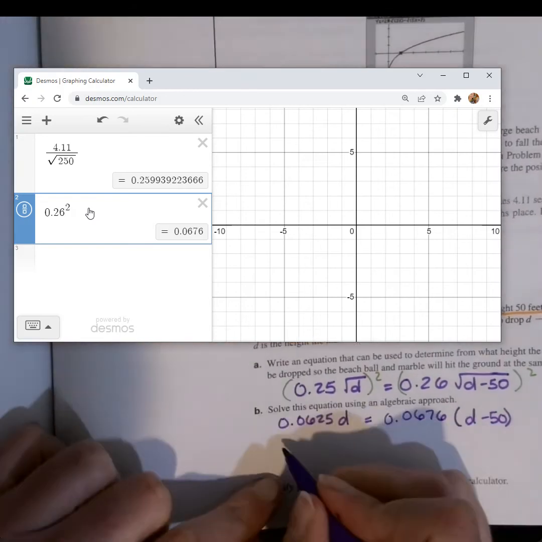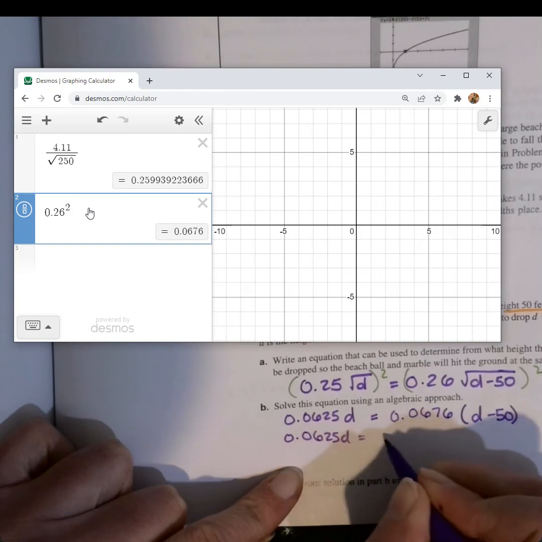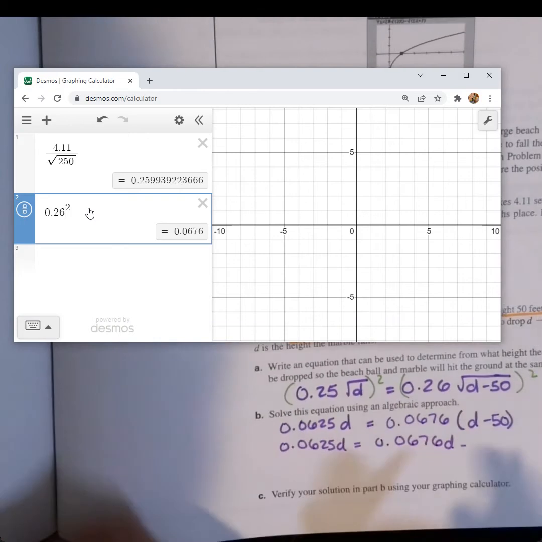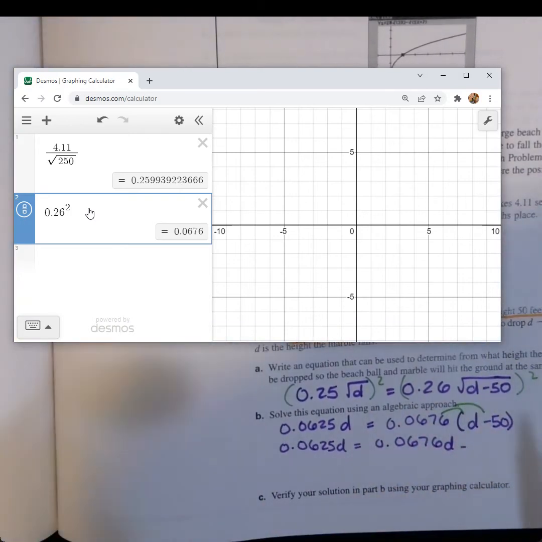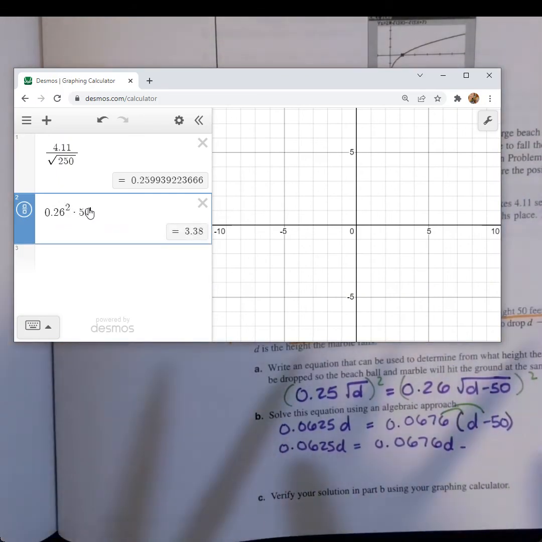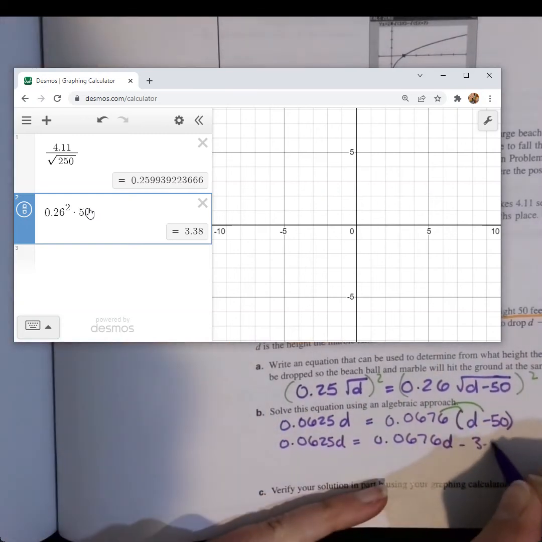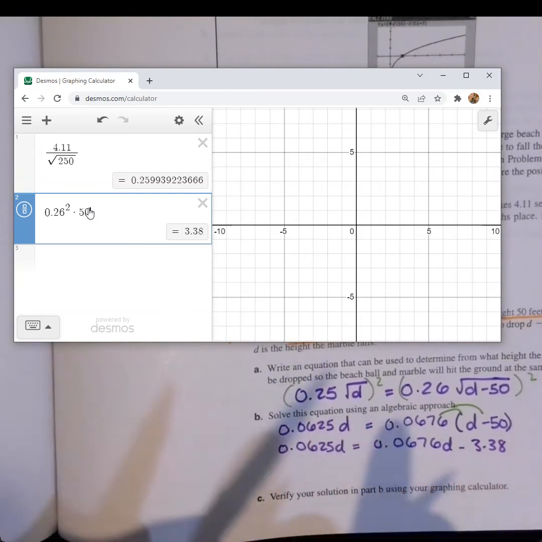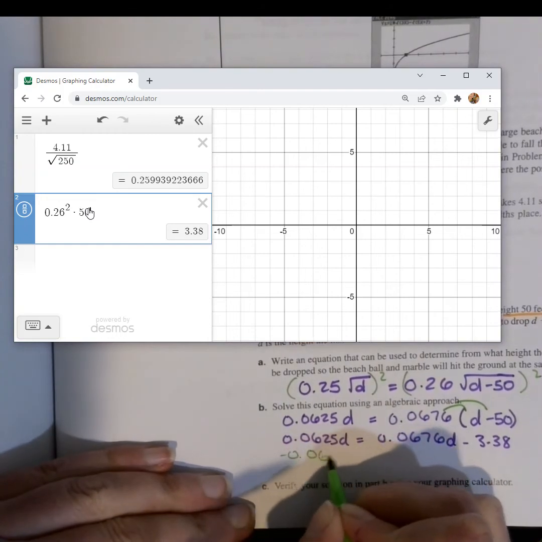Okay, so 0.0625d equals 0.0676d minus, I'm distributing this to the 50, so we need to take this number times 50. That's going to give me 3.38. And then I want to subtract and get these two values on the same side. So we're going to subtract the 0.0676d.